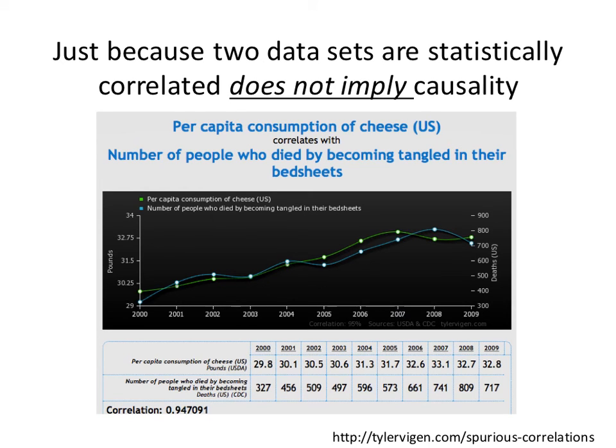Like the fact that increasing cheese consumption in the US is correlated with your likelihood of being strangled to death by your bed sheets. Pure correlation. The fact that the trends are similar has nothing to do with the fact that eating cheese causes you to die in your bed.